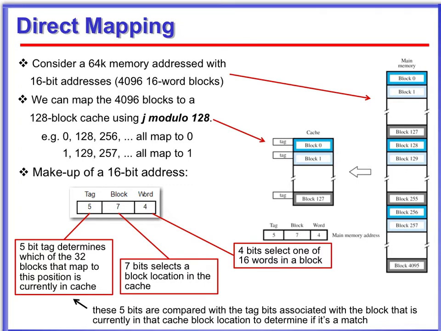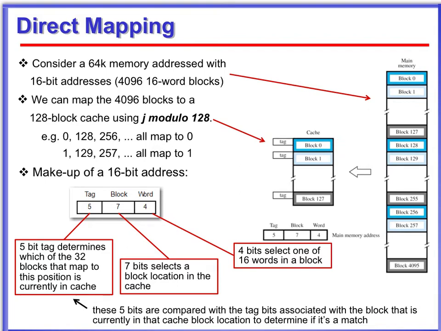Okay? So that's what we call the direct mapping scheme. So we can then divide up our memory address. In this case, we have a 16-bit address for every word in memory. And first of all, in every block, there's 16 words. So if we're looking for a particular word in a block, we need 4 bits, because 2 to the 4 is 16. We need 4 bits to specify which word in a block we're interested in.